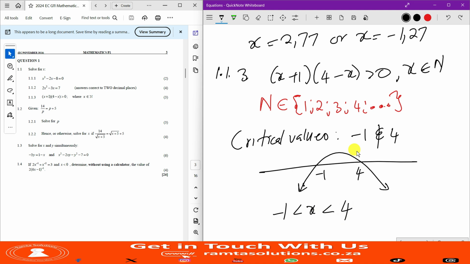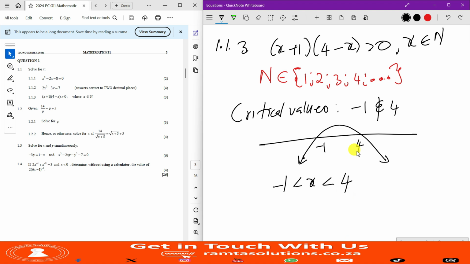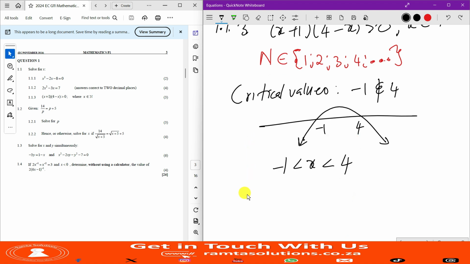But then the question was saying where x is an element of natural numbers. This therefore says we must find those values. So remember I said natural numbers are 1, 2, 3, 4. Any value that is greater than -1 but less than 4 is okay, but they want us to restrict our solutions to natural numbers. So 0 is not a natural number, 1 is, 2 is, 3 is.